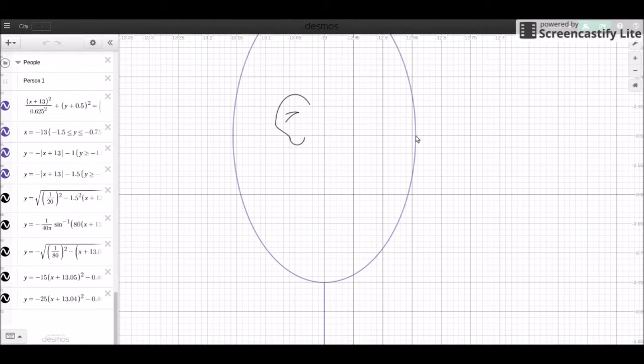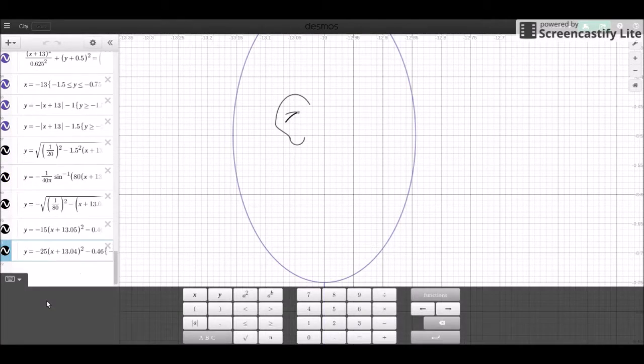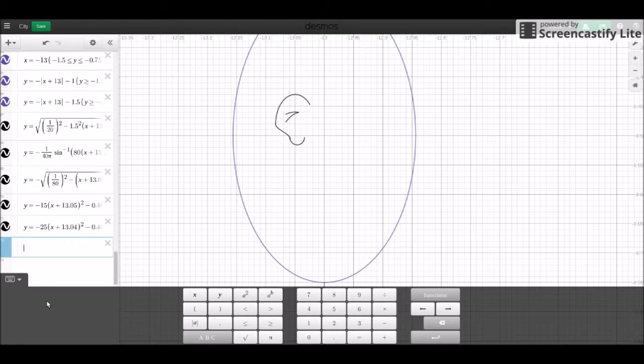I was planning before I recorded this. So I want the nose to be right at this point where the top half meets the bottom half. And the first shape that I want to use, I still want to use sine inverse.